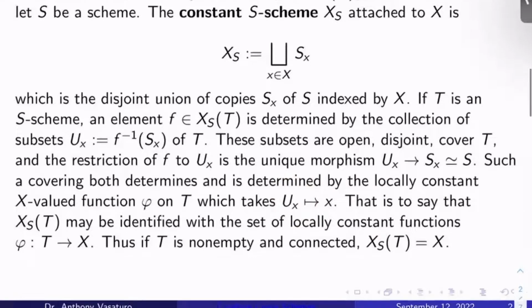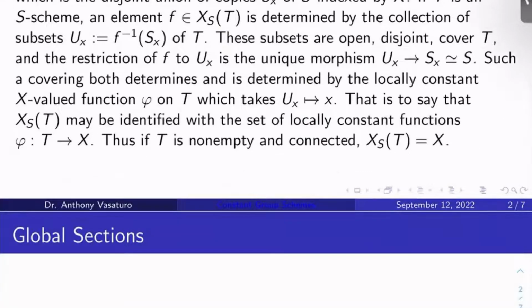In other words, how do you summarize all this? The T-points of x sub S are none other than the set of locally constant functions phi from T to x. So they're not just all functions from T to x. They're the locally constant functions. And so if T is non-empty and connected, then the T-points of x sub S, that set, is just x, right? By basic topology.